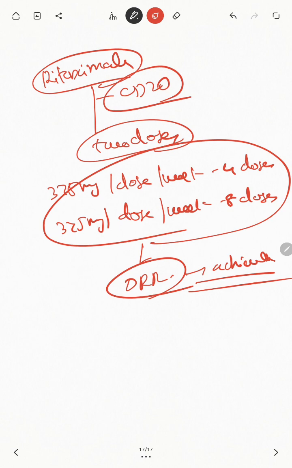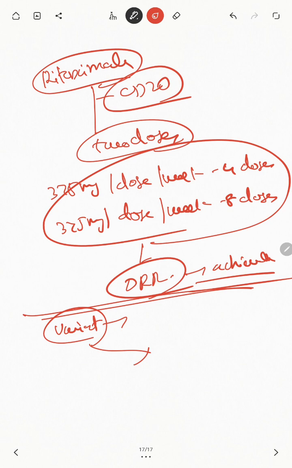The problem is, whenever there is a variant of hairy cell leukemia, they are resistant to rituximab. Already I have told you two mutations that are causing the variants of hairy cell leukemia: one is the immunoglobulin heavy chain IGHV4-34, and the other is FLT3.